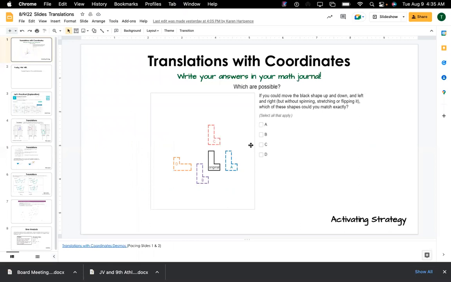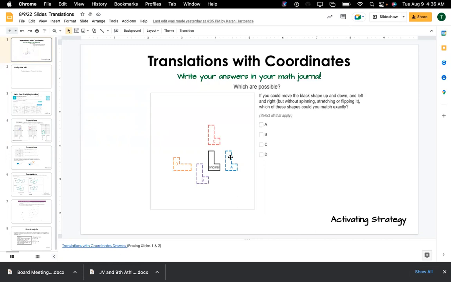Translations with coordinates. So which are possible? If you can move the black shape up and down and left and right, but without spinning, stretching, or flipping, which of these shapes could you match exactly? Okay, so starting from the original. If you can move the black shape up and down, left or right, without spinning it or stretching it or flipping it, which one of these would be that?